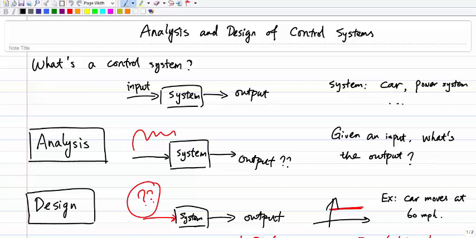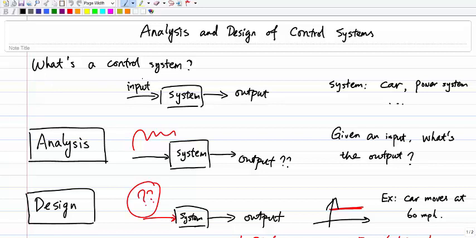In this lecture, I'm going to give an introduction to the analysis and design of control systems. So the first question is, what is a control system? Typically, for a given system, it can be any type of system, a car, a power system, whatever system we're talking about.